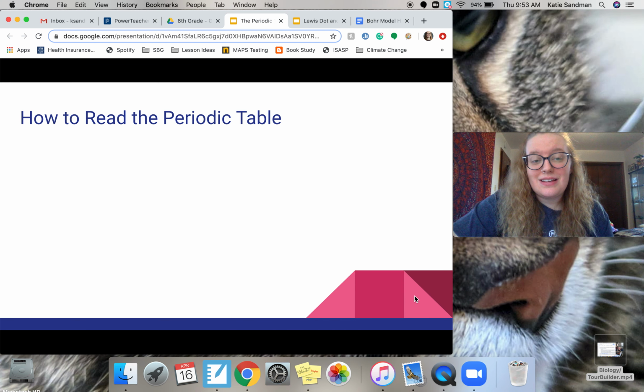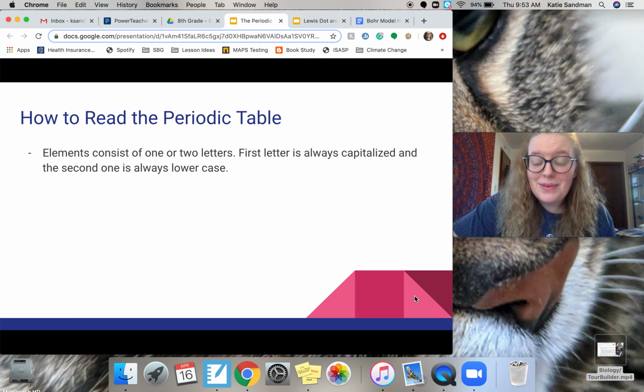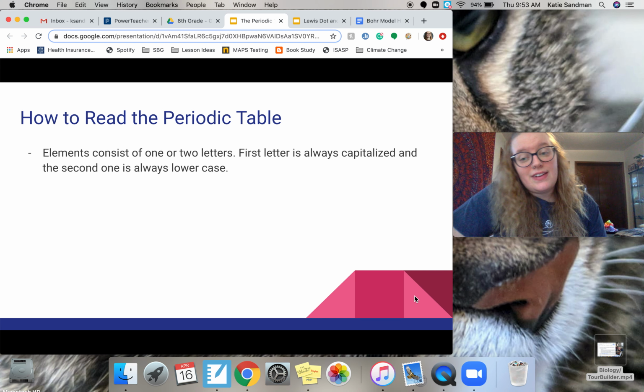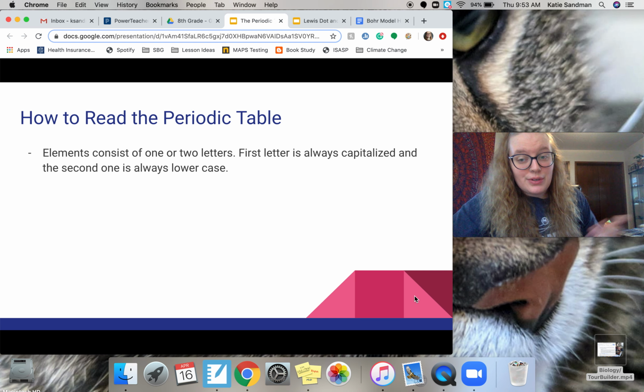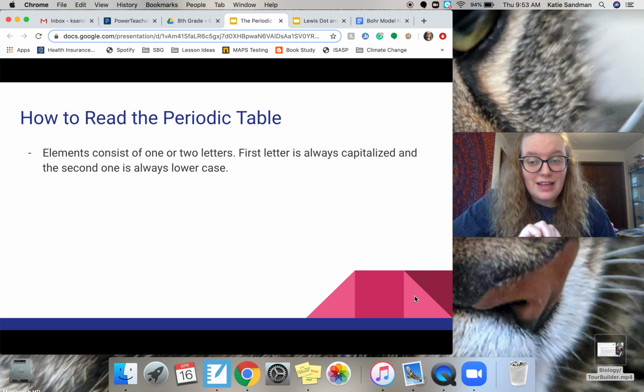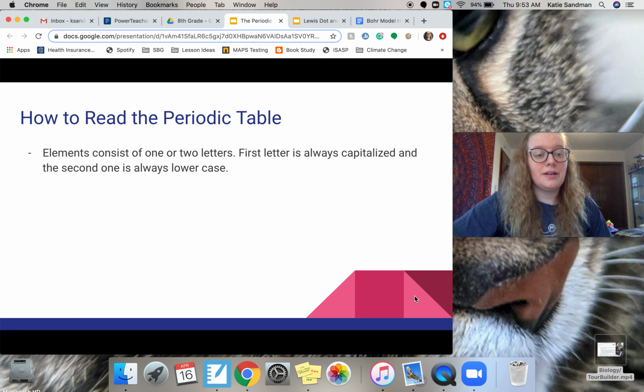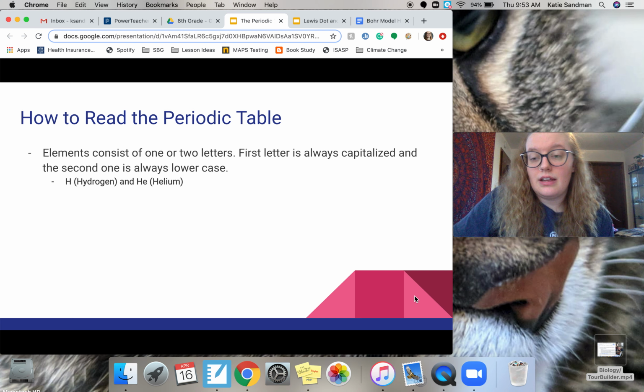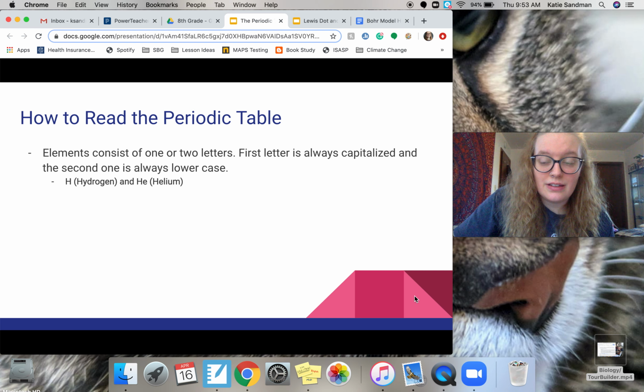So with our periodic table, you need to know how to read it. Elements consist of one or two letters. The first letter is always going to be capitalized, and the second letter is always going to be lowercase. So if it does have two letters, let's say iron, which is Fe, that F is uppercase, that e is lowercase. If it just has one letter, like potassium, K, it is just going to be an uppercase letter. Another example here: hydrogen, capital H; helium, uppercase H, lowercase e.